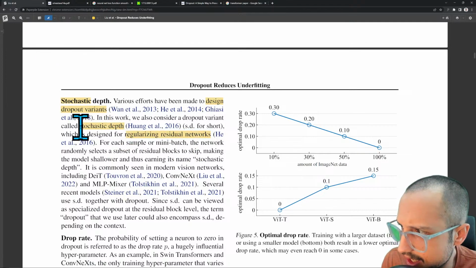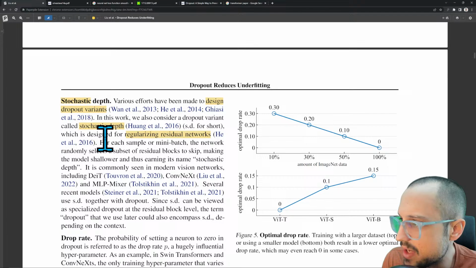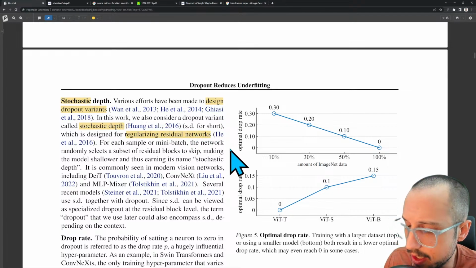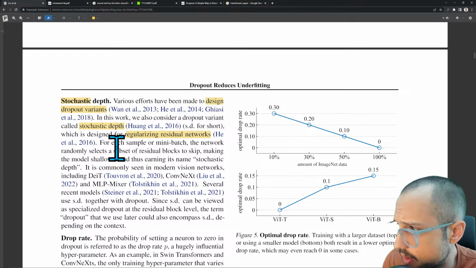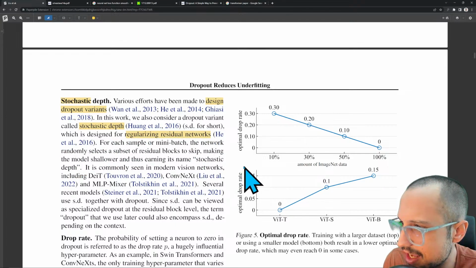So I guess stochastic depth here is basically a type of dropout that works for residual connections. And the way it works is for each sample or mini batch, the network randomly selects a subset of residual blocks to skip, making the model shallower and thus earning its name stochastic depth. Okay. Randomly selects a subset of residual blocks to skip.